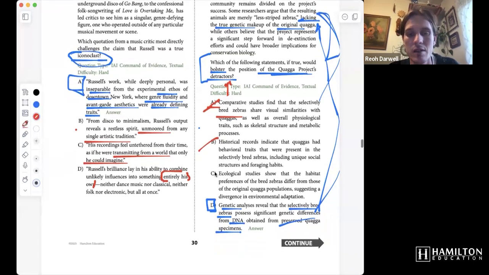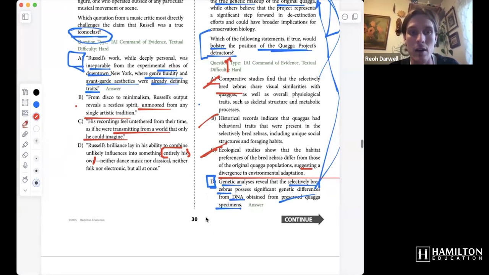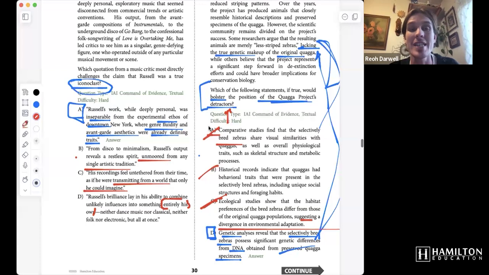And then finally, C. Okay, so we have a difference in environmental adaptation, right? But were the other people talking about habitat adaptation or habitat preferences? No, they're talking about genetic makeup, right? So C does support those who detract from the Quagga project, but not in the way that they want according to the text, right? That's why D is better than C here. Always go based off of what the text is saying directly rather than just making your own logical assumption.